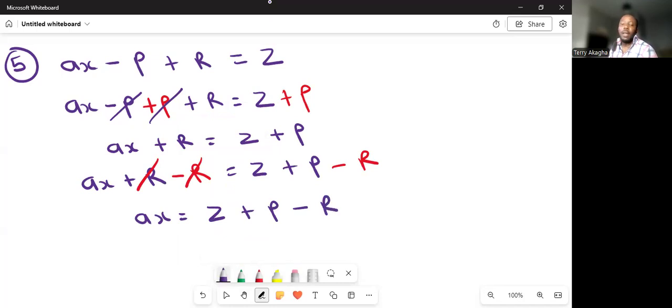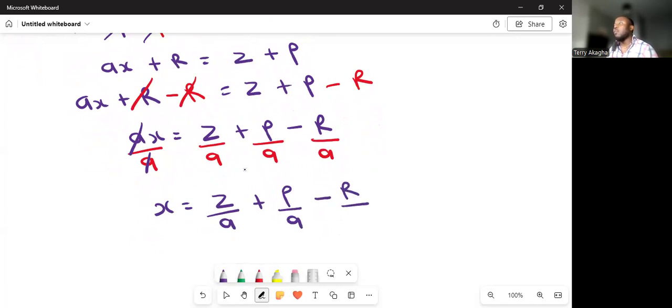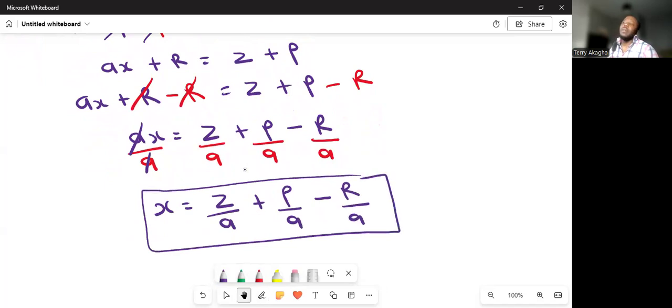Now to get rid of the a, I'm going to divide all through by a. Does that make sense? I'm going to divide all through by a. So this is going to cancel that. Then we'll now have x will be equal to z over a plus p over a minus r over a. And that will be the answer for that. Okay, all right, and that is that.